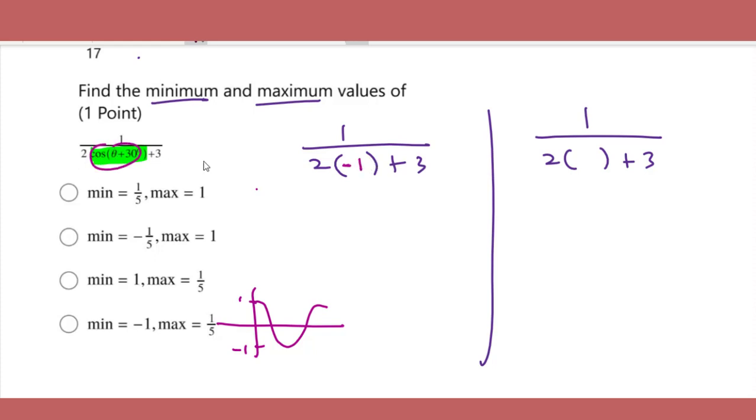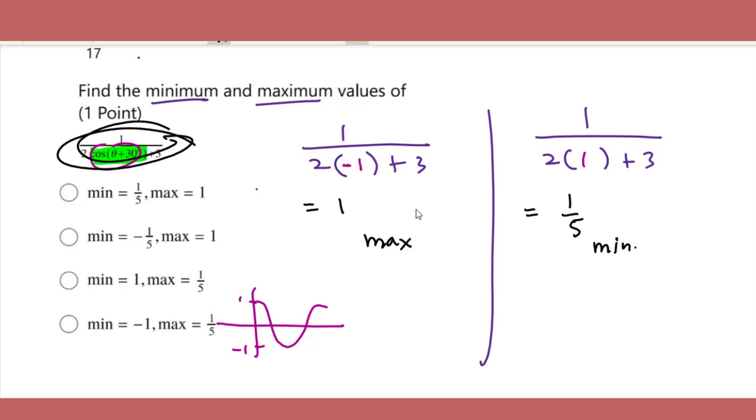The maximum for this term is equal to 1. And then this one is equal to 1 over 1, which is 1, and this one is equal to 1 over 5. 1 over 5 is less than 1, so this one is the minimum for this term and the maximum for this term. So the minimum is 1 over 5, the maximum is 1. This is the answer. So done.